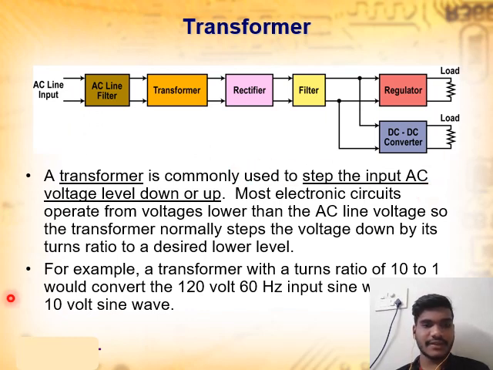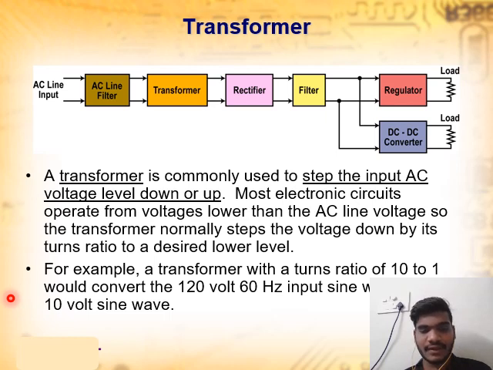Transformer. A transformer is commonly used to step the input AC voltage level down or up. Most electronic circuits operate from voltage lower than the AC line voltage, so the transformer normally steps the voltage down by its turns ratio to a desired lower level, which means N1 is greater than N2.